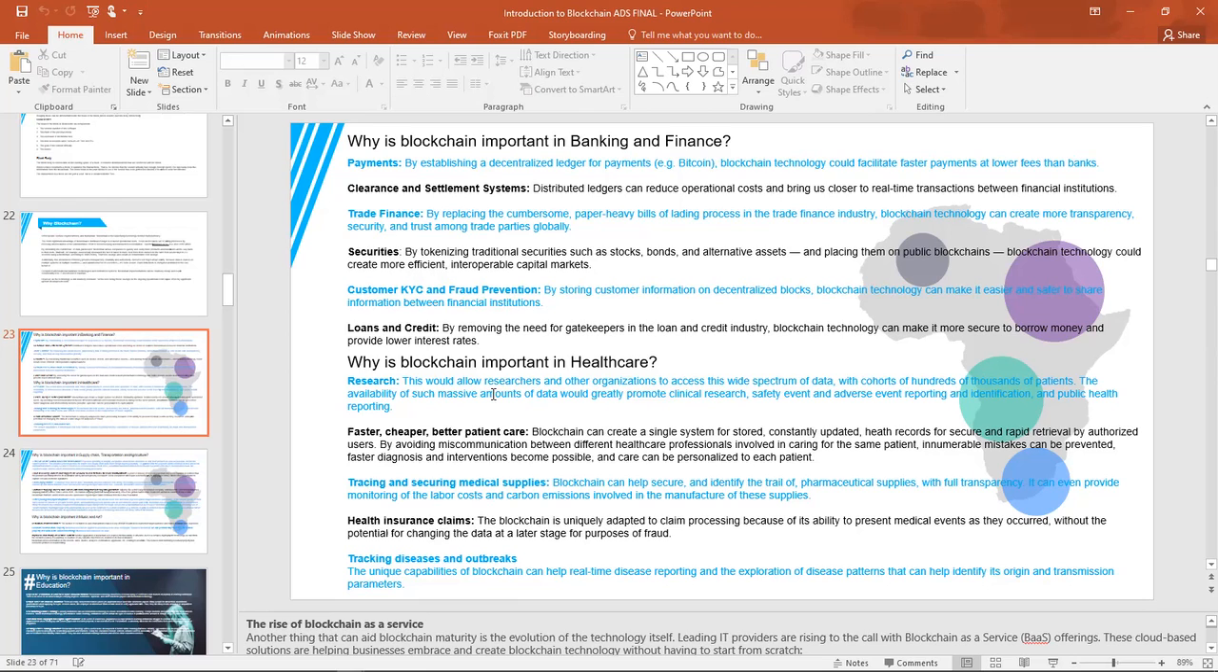Yeah. So another important one is faster, cheaper, and better patient care. Blockchain can create a single system for storage and constantly updated health records for secure and rapid retrieval by authorized users. By avoiding miscommunication between different healthcare professionals involved in caring for the same patient, innumerable mistakes can be prevented, faster diagnosis and intervention become possible, and care can be personalized to each patient.